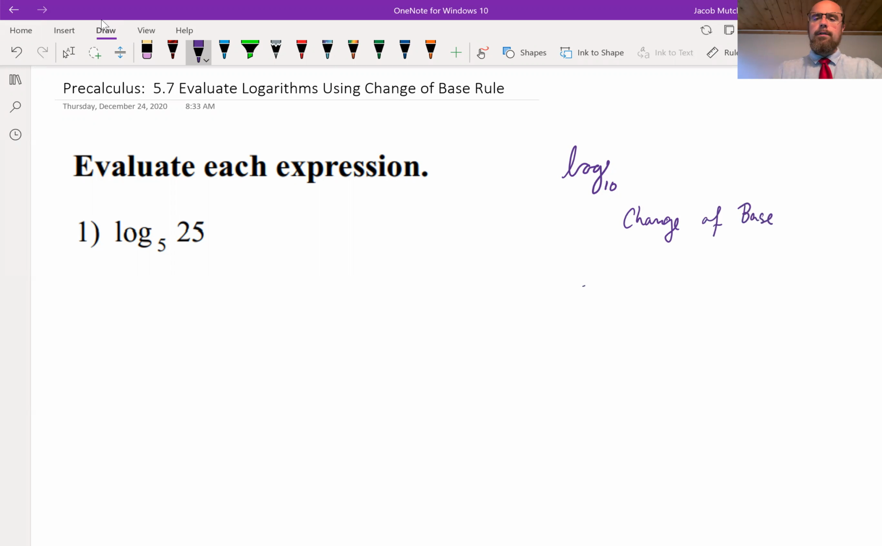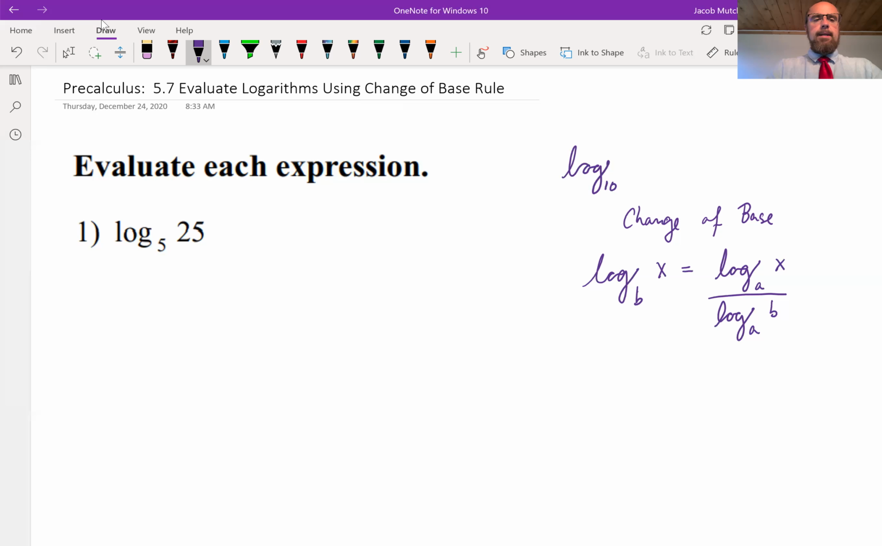If I have a logarithm to some base b of argument x, that's equivalent to logarithm of another base of my choosing, base a of the original argument x divided by log base a of my old base b. And what this allows us to do is to convert any base logarithm into base 10. So we'll apply it here to our first example.